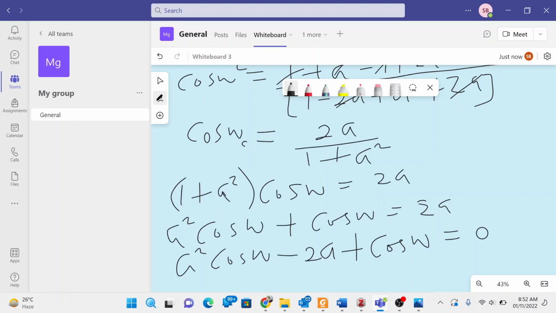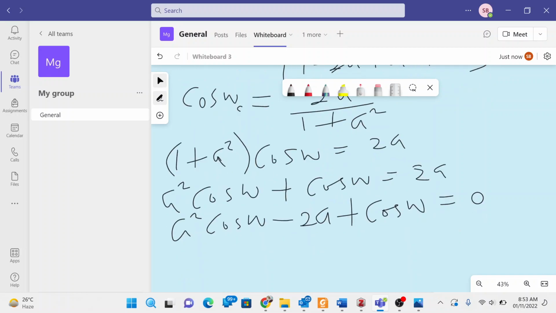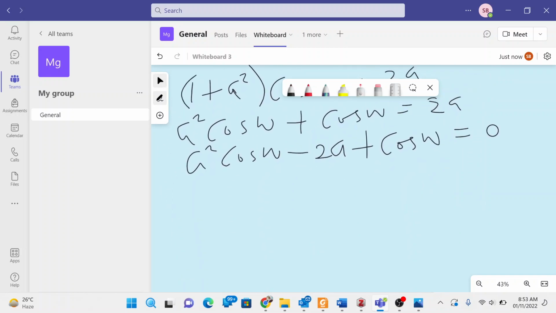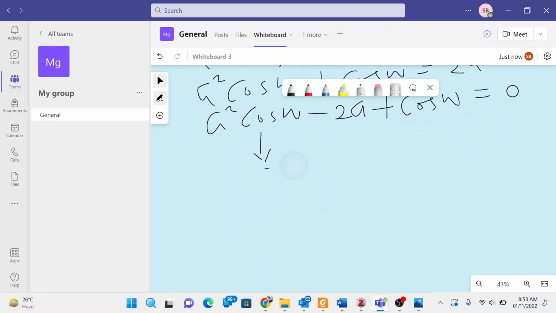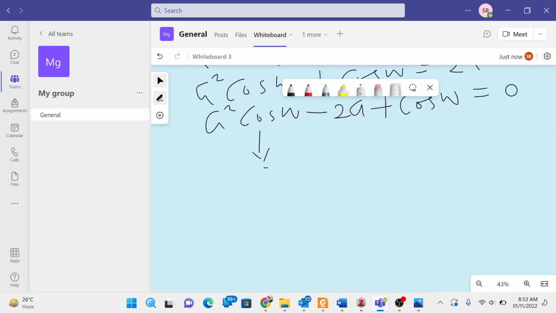Looking at this expression, if you consider a to be the variable in this equation, you see that it's a quadratic equation that we need to solve for a. Using our quadratic formula, we can get the value of a. So let's use our quadratic formula to determine the value of a. Our formula is a is going to be minus b plus or minus the square root of b squared minus 4ac, all over 2a, right?